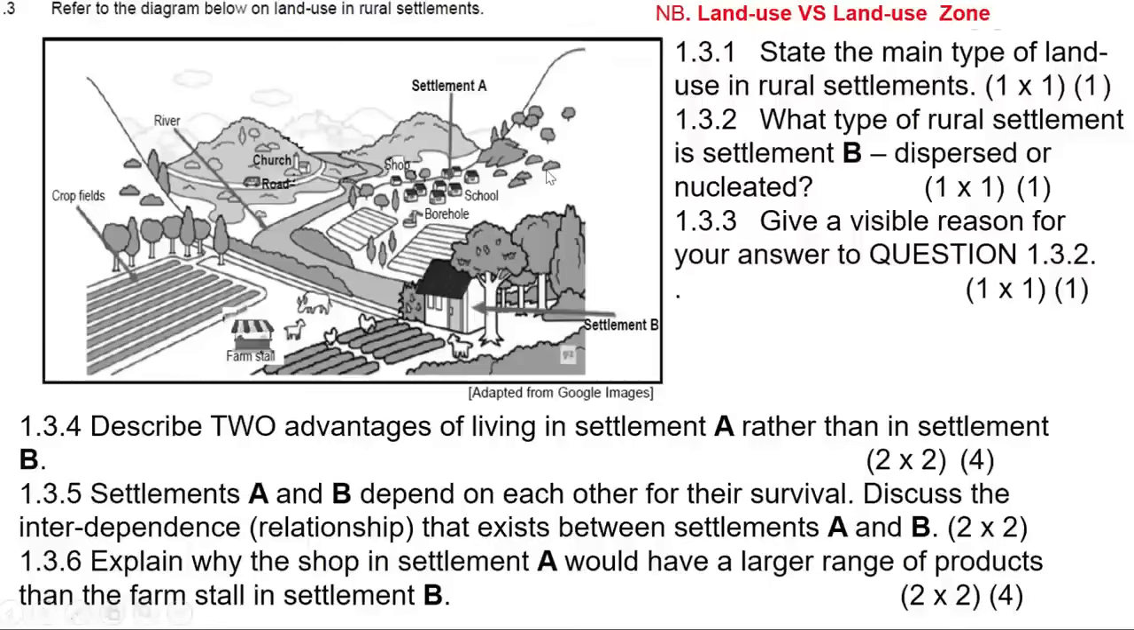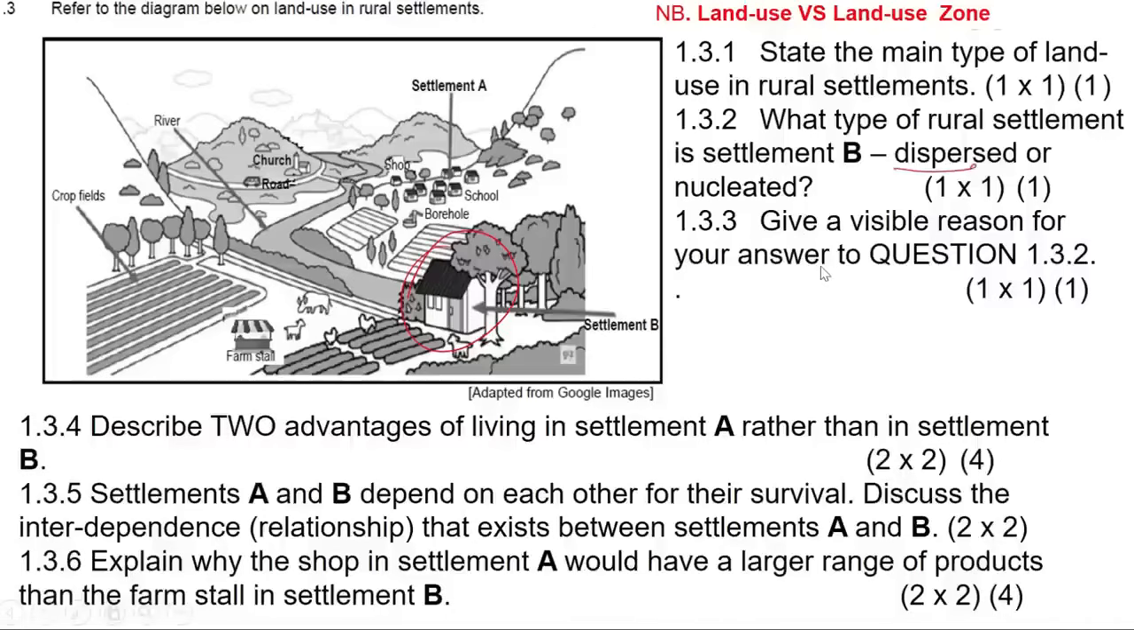So this is the continuation of the land use zones. State the main type of land use zone in rural area. So without any doubt, the main land use zone in rural areas is farming, is agricultural. What type of rural settlement is settlement B? What is the kind of settlement here? You can see there's one house there. So this is an isolated, a dispersed settlement.